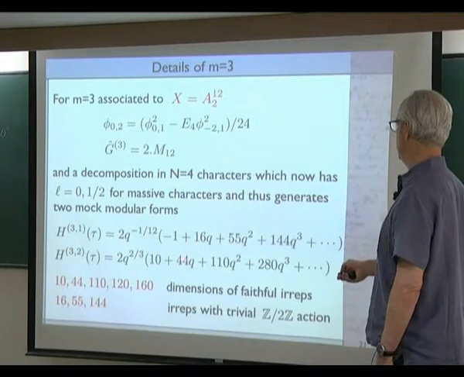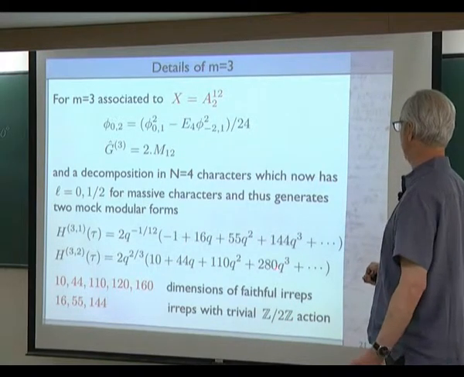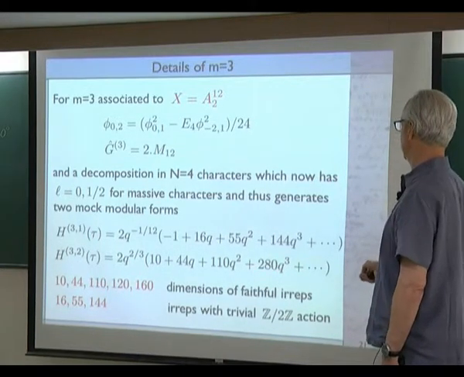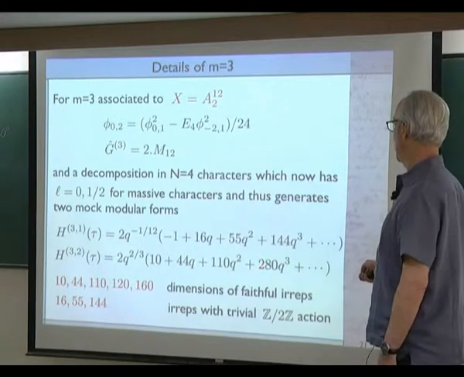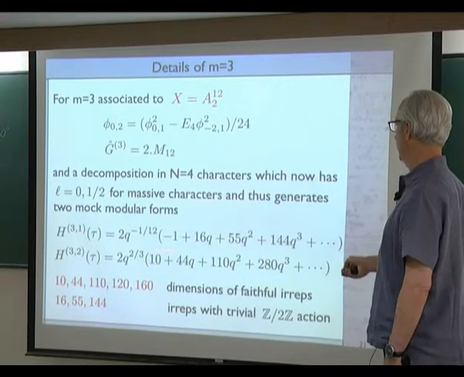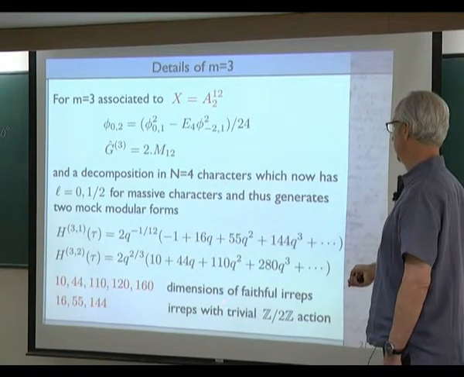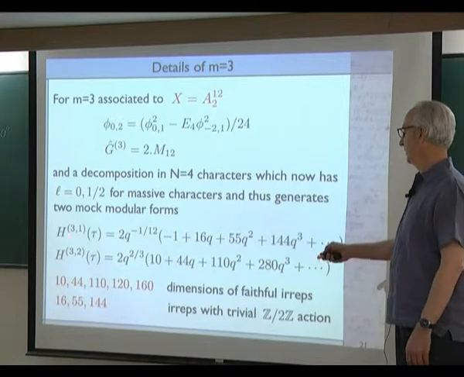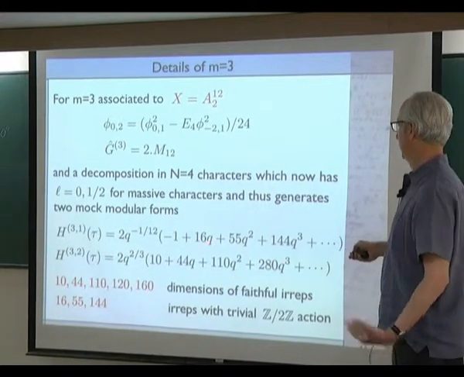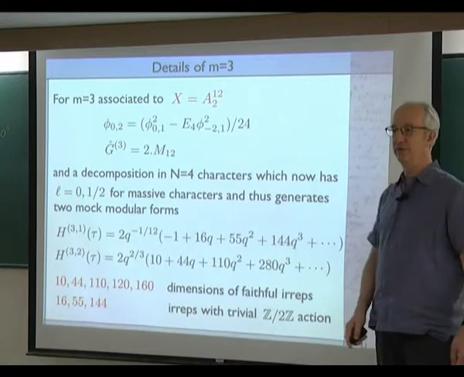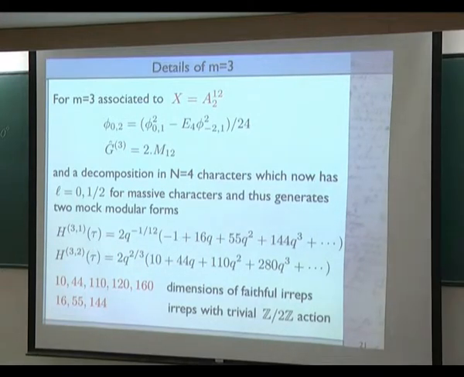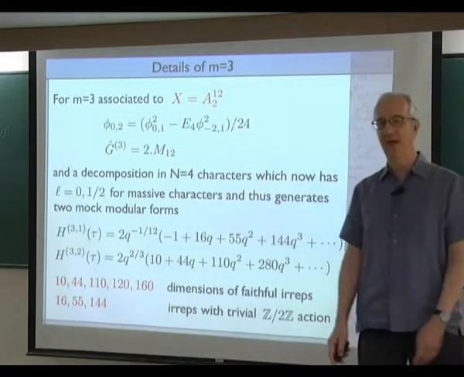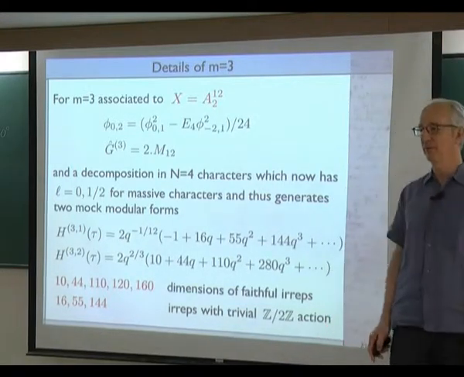And these coefficients are dimensions of faithful irreducible representations of 2.M12, meaning the Z2 acts non-trivially. So the decomposition into two components is actually mirrored in the group theoretical structure, in that the even or odd components have trivial or non-trivial Z2 action for the group. It's like the difference between integer and half-integer representations of SU(2), yes.